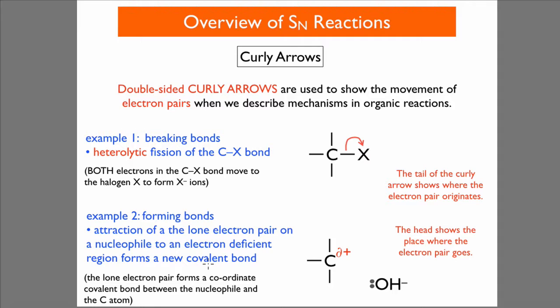The tail of the curly arrow shows where the electron pair originates, and the head shows where the pair goes. In this other example, forming bonds, attraction of the lone electron pair on a nucleophile to an electron deficient region forms a new covalent bond. The lone electron pair forms a coordinate covalent bond between the nucleophile and the carbon atom. So you can see this lone pair here, and both of these would go to form the bond. So it's going to be a dative bond or a coordinate bond.